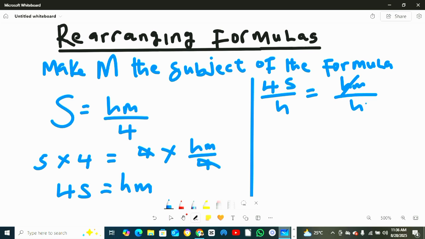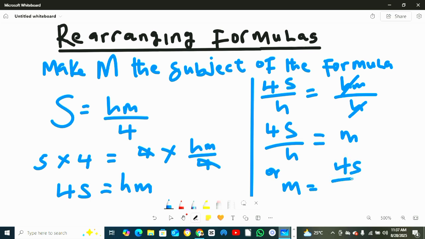So this h cancels out this h. We don't have anything to cancel out here. So we have 4x over h equals to m. So now this is the answer. m is by itself, or we can write it like this: m equals 4x over h. That is the answer.